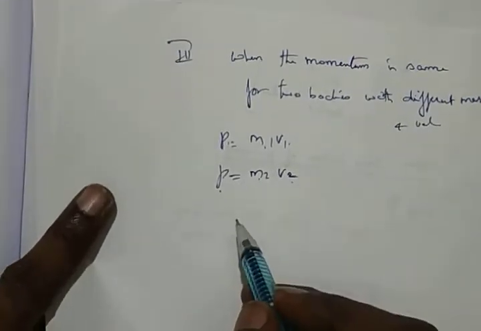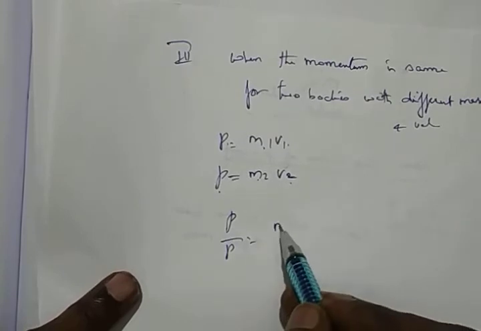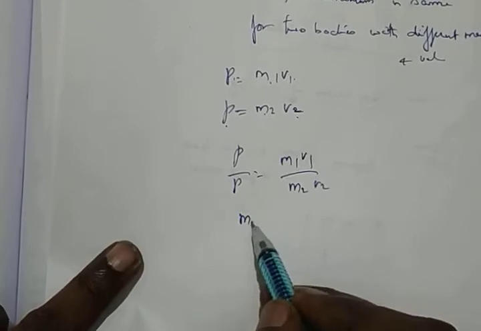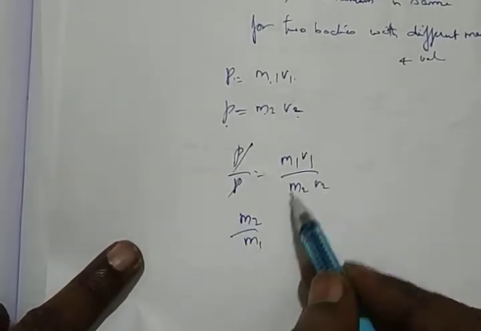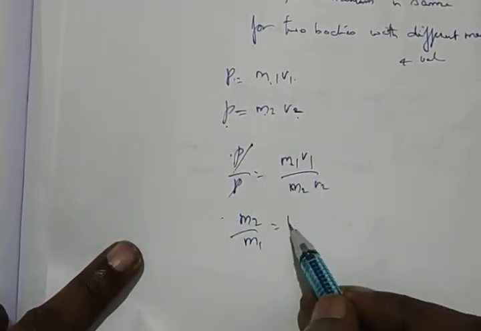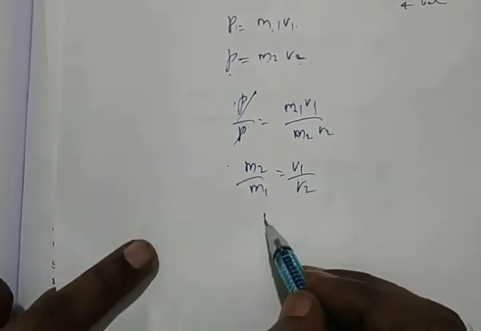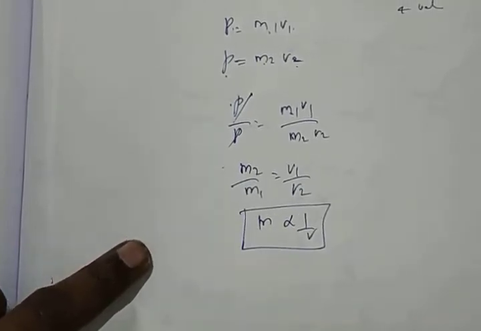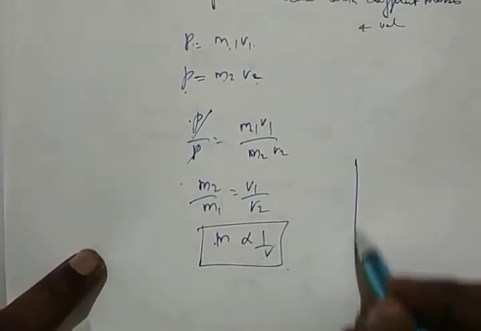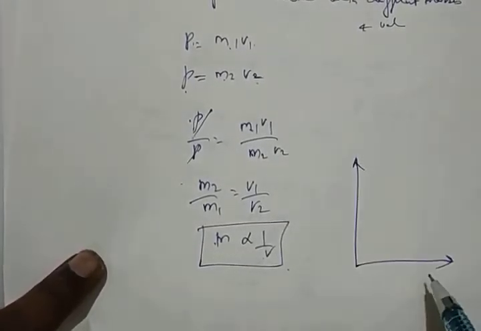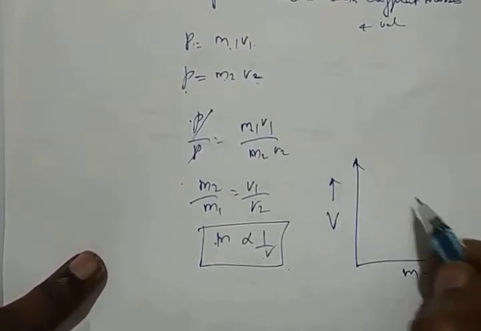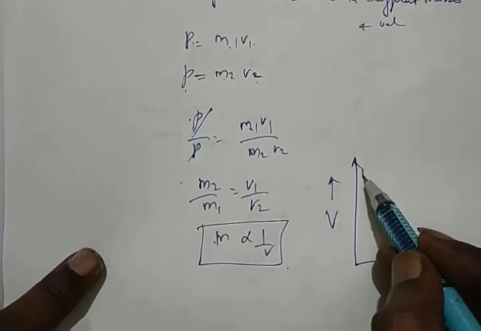Divide one equation by the other on both sides. So P upon P is equal to m1 v1 upon m2 v2. When you cross multiply, the P cancels, and m2 upon m1 is equal to v1 upon v2. So mass is inversely proportional to velocity. If you want to draw a graph between mass and velocity, you put mass and velocity on the axes. So what will the graph be? The graph will look like this.